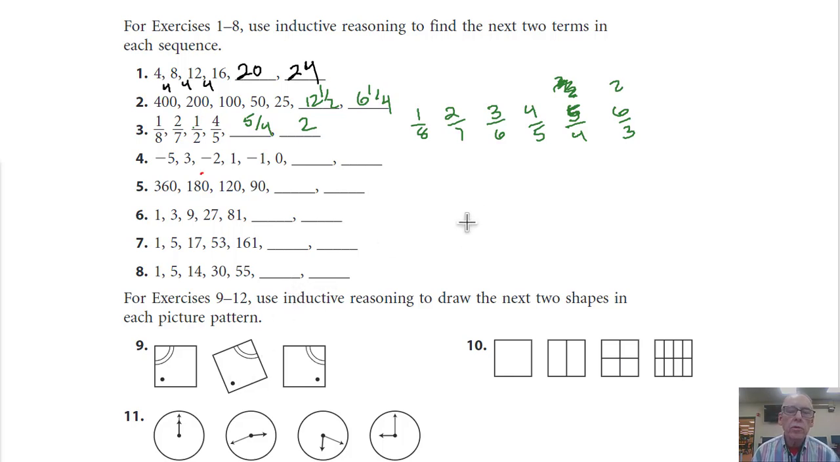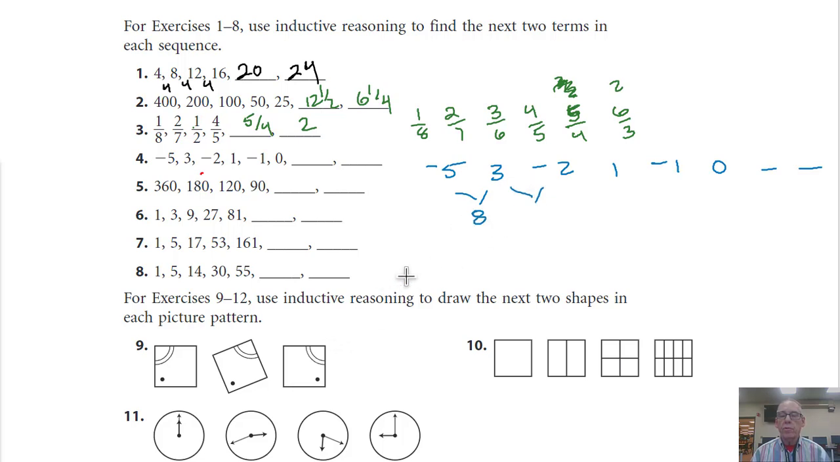Okay, this next one's a little bit tricky. I'm going to draw it off here to the side, and we'll check out constant differences to start with. So we have -5, 3, -2, 1, -1, 0, and we need the next 2. So looking for the first differences, there's a difference of 8 here. It looks like 8 was added to the -5 to get 3.